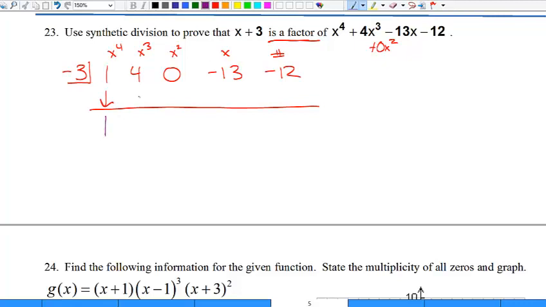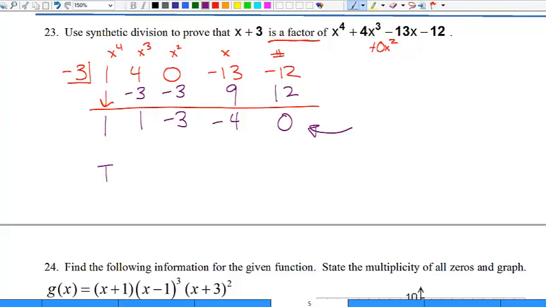and then I multiply 1 times negative 3, which is negative 3. Add down, you get 1. Multiply 1 times negative 3, which is negative 3. Add down, you get negative 3. Negative 3 times negative 3 is positive 9. Add down, you get negative 4. Negative 4 times negative 3 is positive 12, and negative 12 plus positive 12 is 0. So yay, I was able to prove it.